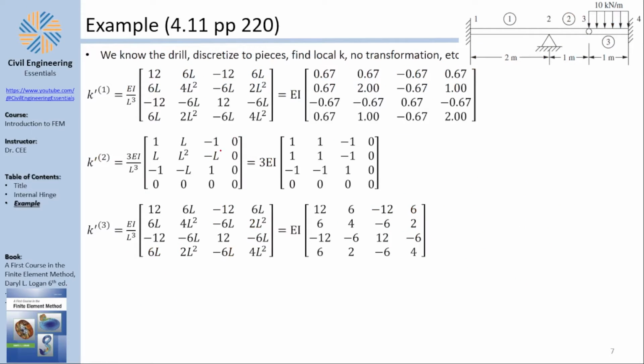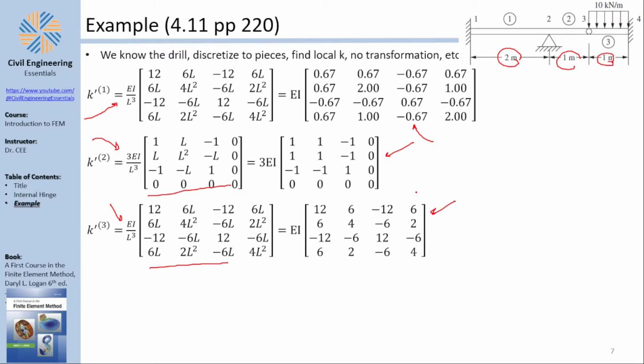Now we are pros, so I'm not taking too much time here because you know this so far. This is element number 1, the regular stiffness matrix. This is element number 2, the special stiffness matrix with all the zeros. And that's element number 3, the regular stiffness matrix. Of course, here the L's are used because this is 2 meters, this is 1 and this is 1. So I can see the stiffness matrices being readied as we speak.